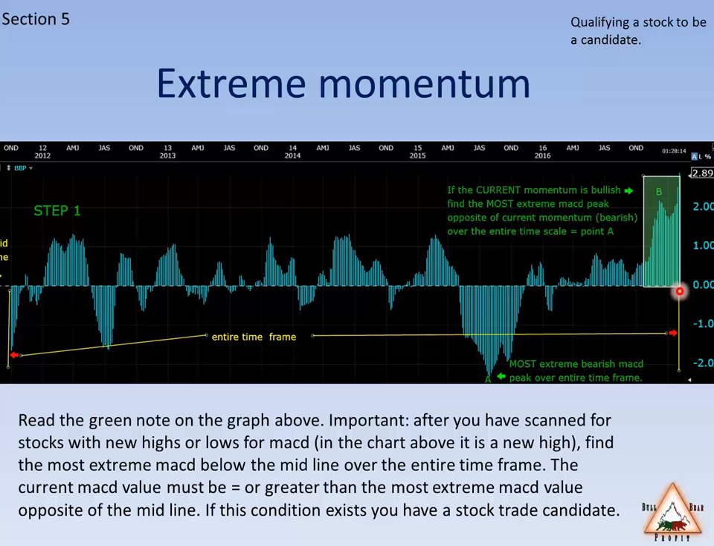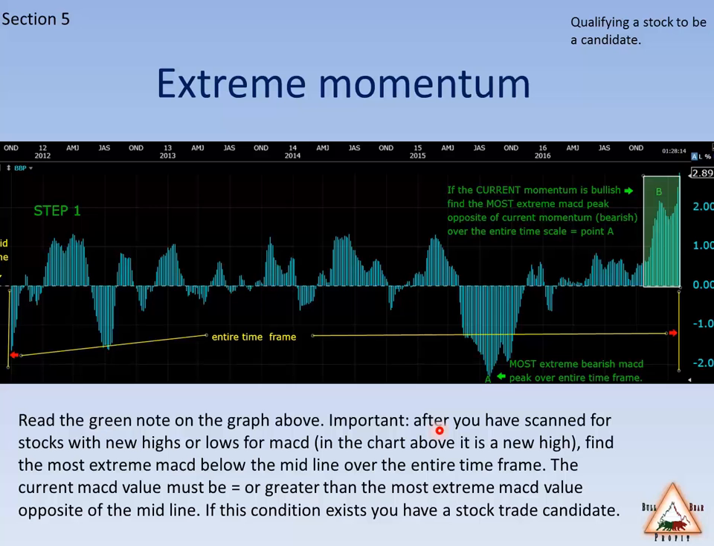Don't have the exact date here, but we're just giving an example of viewing the entire extreme momentum of the MACD, and when to start measuring it is important. So from this point on to this point is where we're looking to have the current PM200 move. So if the current momentum is bullish, find the most extreme MACD peak opposite of the current momentum, and that is point B right here. This is opposite of the current momentum. So read the green note on the graph, which we did.